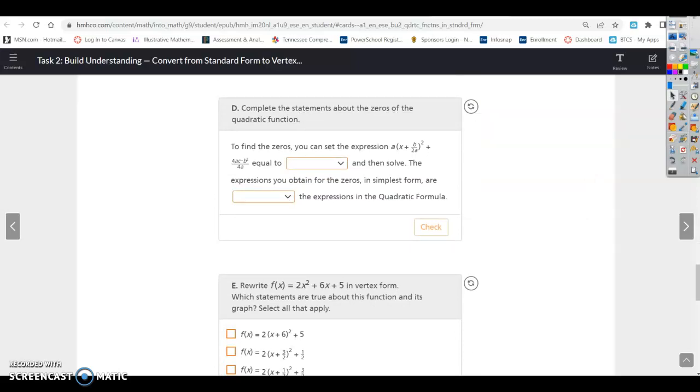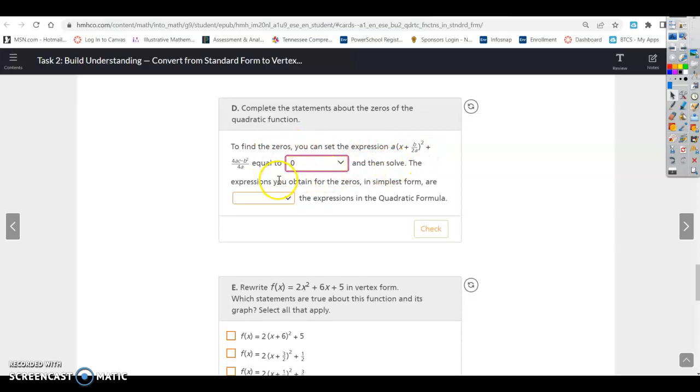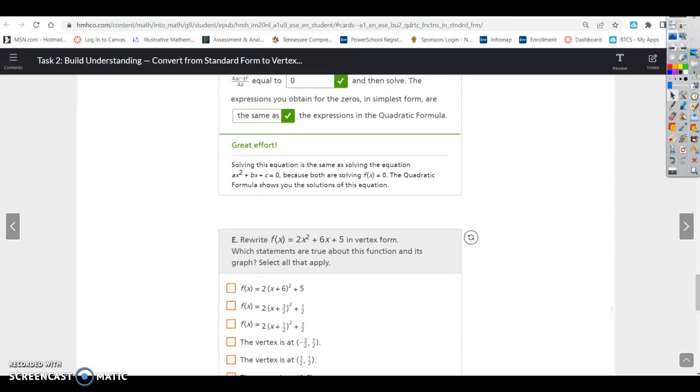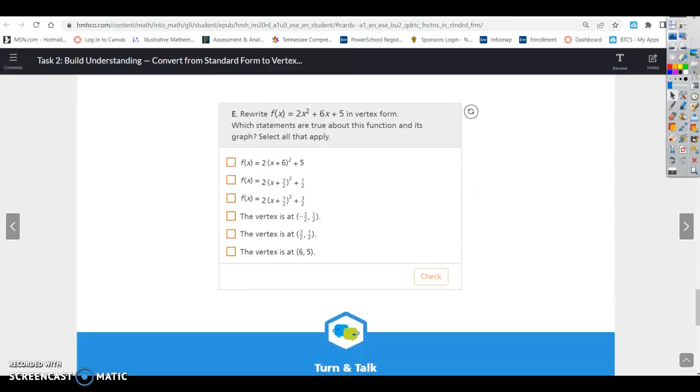Complete the statements about the zeros of the quadratic function. To find the zeros, you can set the expression equal to 0. Then the expressions you obtain for the zeros in simplest form are the same as the quadratic formula. So if you set that equal to 0 and solve, you're going to get the same answer as if you use the quadratic formula.